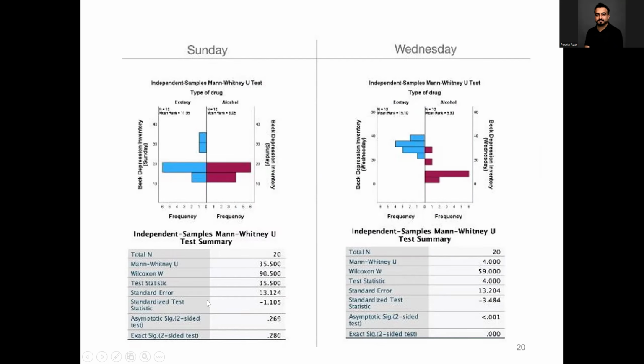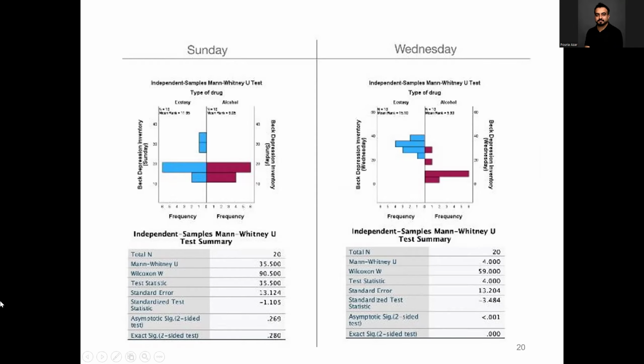Here I have total N, which shows the total sample size, the total number of participants or observations. I mean in total, not in each group. Then it provides the Mann-Whitney U, which is my U statistic, my test statistic. It also provides Wilcoxon, and then the standard error and the significance. It says two-sided test, and it gives me the p-value here for the Mann-Whitney U test.